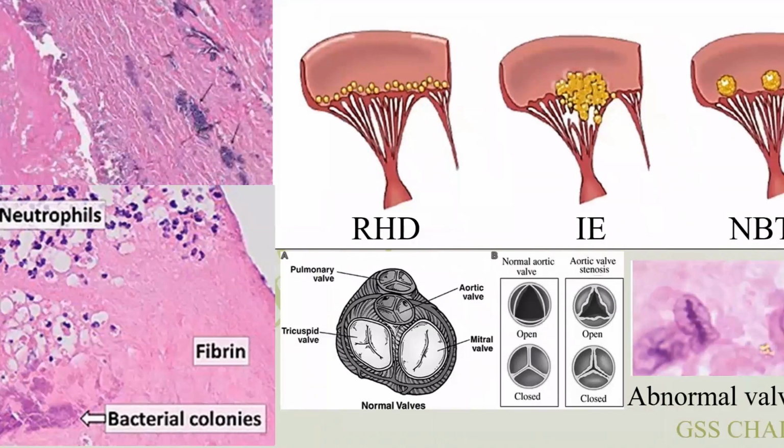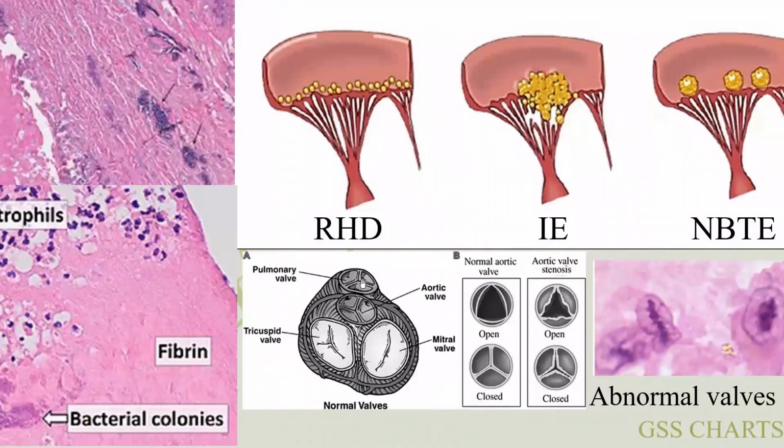And what is here for us? So these are the normal valves: the pulmonary valve, the aortic valve, the tricuspid, and the mitral valve. And this is the normal valve. When there is a stenosis, it becomes thickened, it becomes irregular. It is not able to close, and it is not able to open completely.